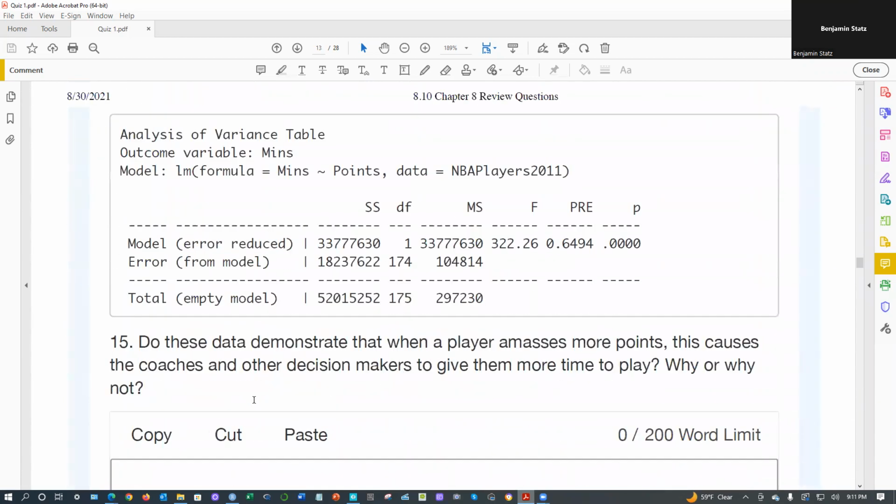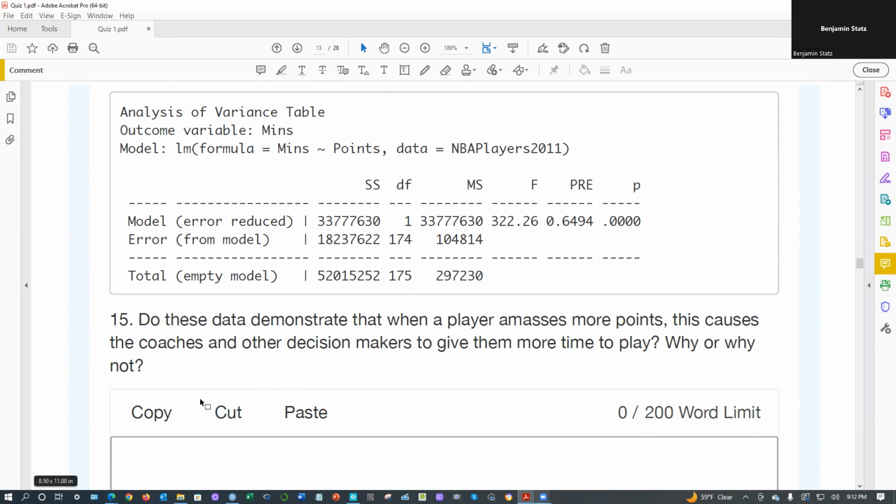Okay. Do these data demonstrate that when a player amasses more points, this causes the coaches and other decision makers to give them more time to play? Why or why not? You explain that by looking at this one. See, minutes and points. Are they correlated?